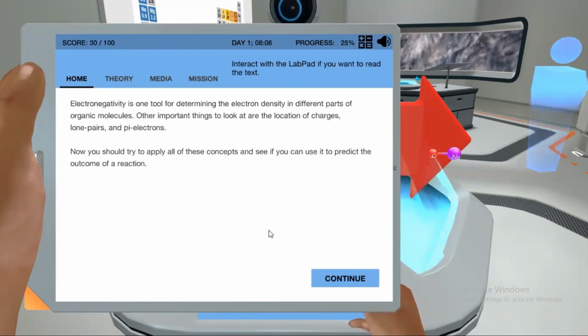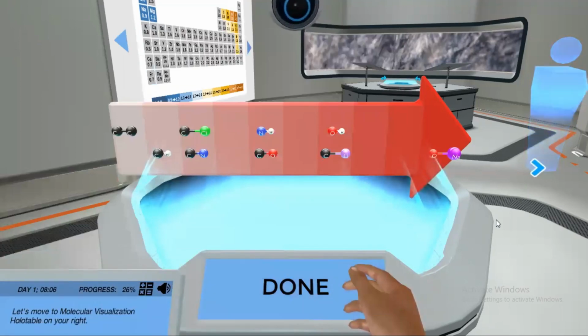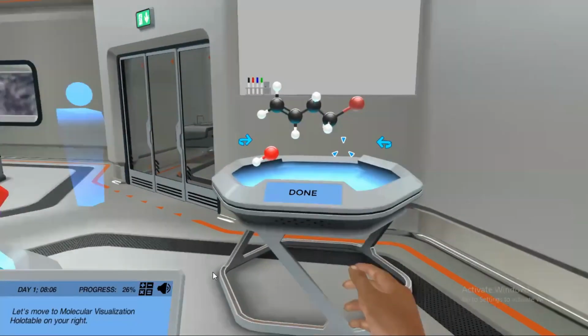Electronegativity is one tool for determining the electron density in different parts of organic molecules. Other important things to look at are the location of charges, lone pairs, and pi electrons. Now you should try to apply all of these concepts and see if you can use them to predict the outcome of a reaction. Let's move to the molecular visualization hollow table on your right.